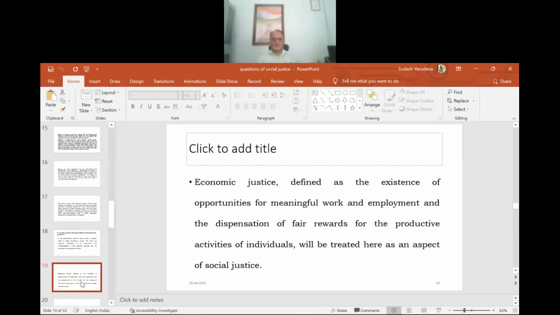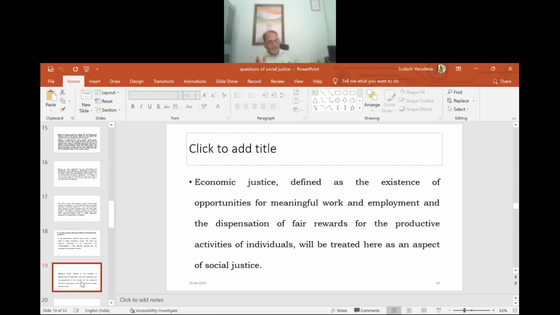meaningful work and employment and dispensation of fair rewards for the productive activities of individuals, which is treated as an aspect of social justice. Your law pertaining to employment, the Mahatma Gandhi National Rural Employment Act, is one aspect of economic justice which fulfills the claims of social justice.